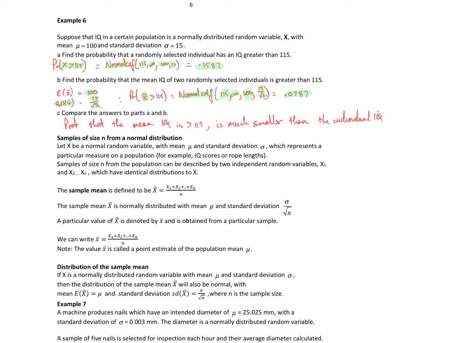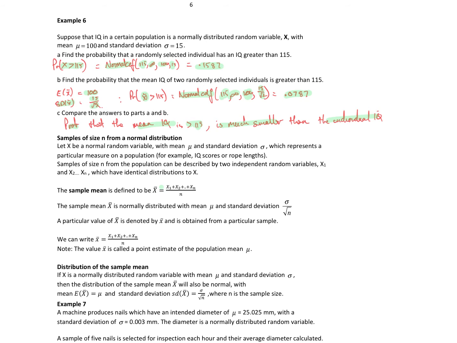Okay, and that's what we're saying. The probability that the mean IQ is greater than 115 is much smaller than the probability that any individual's IQ is greater than 115. All right, what about if we have sample sizes larger than 2? It can be really easily shown that these two formulas hold.